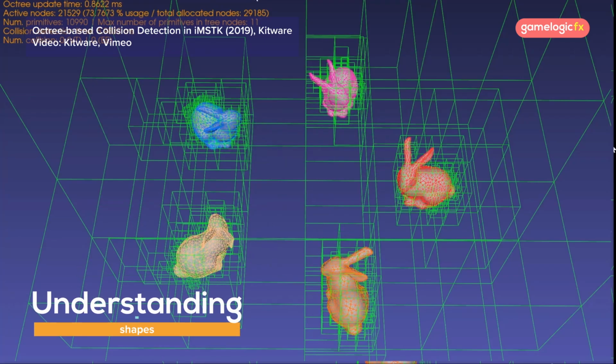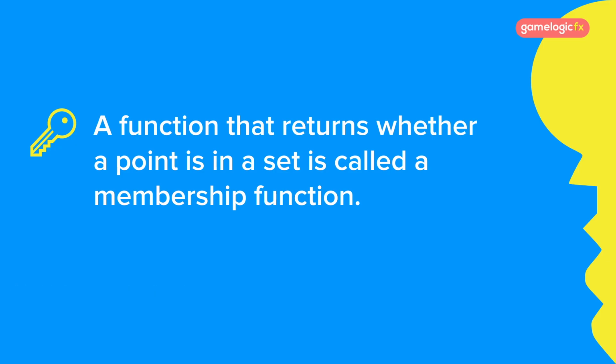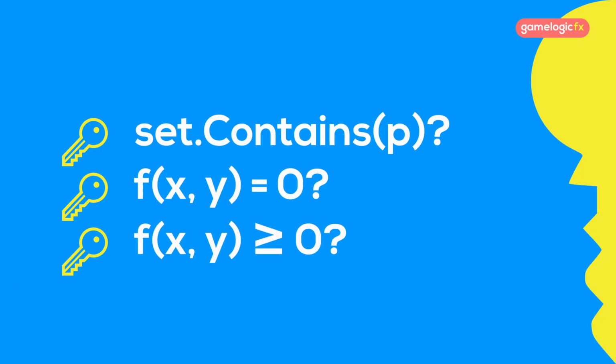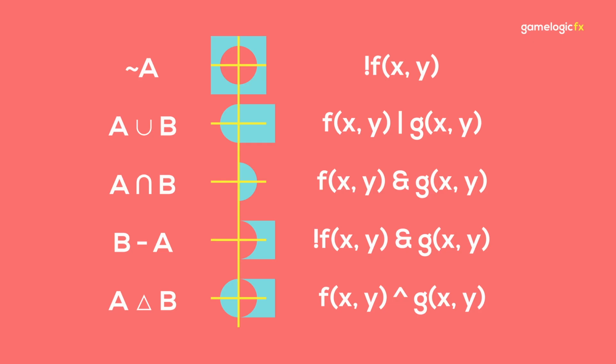What if we just need a fast check to see if a point is inside a shape? A function that returns whether a point is in a set is called a membership function. Some of the descriptions we saw before can easily be turned into membership functions. We can query a set to see if it contains a point through the contains function. And we can check whether a point satisfies an equation or inequality. Membership functions are particularly useful when they are fast to compute, such as those for half planes and half spaces, consisting of a simple subtraction and dot product. We can compute unions, intersections, and differences efficiently using this representation.